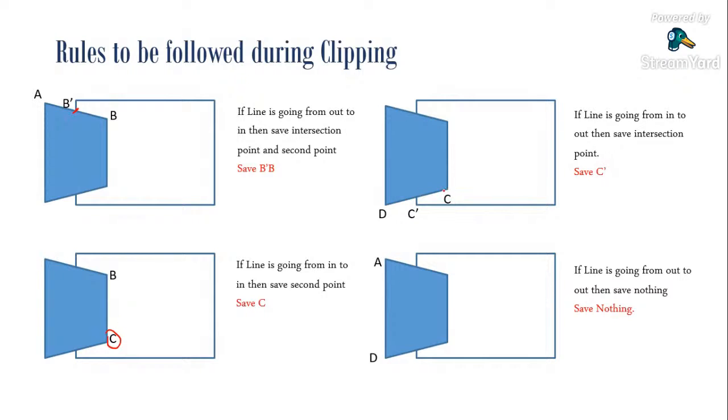Into out means C, D, D. At that time you have to save the intersection point. This is the intersection point. And whenever the line is going from out to out, at that time you have to save nothing.